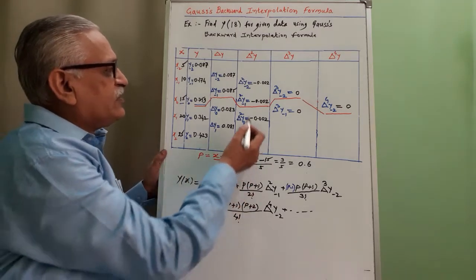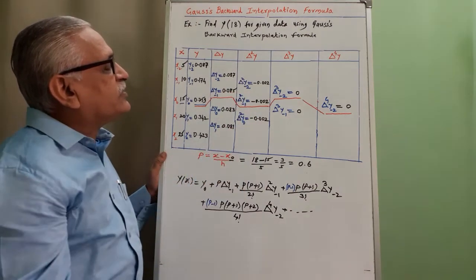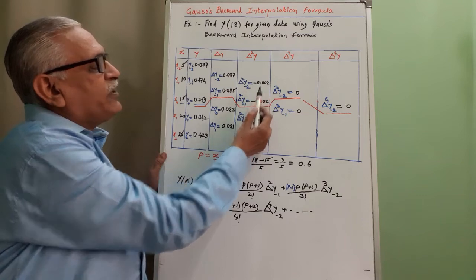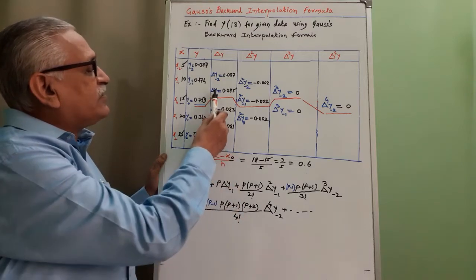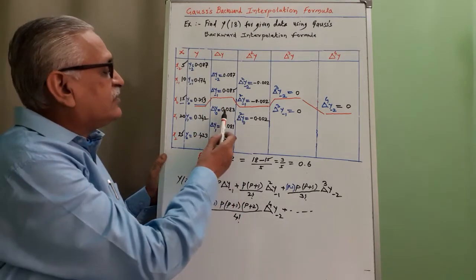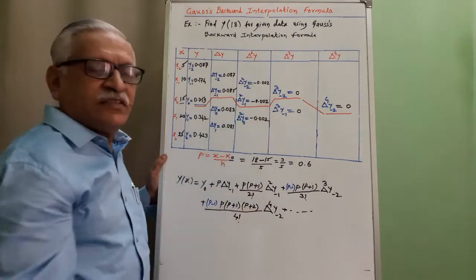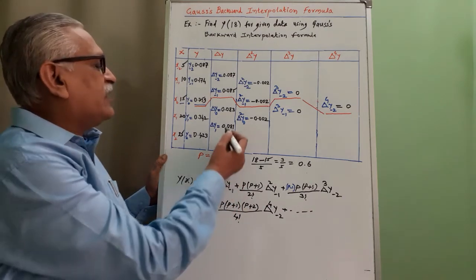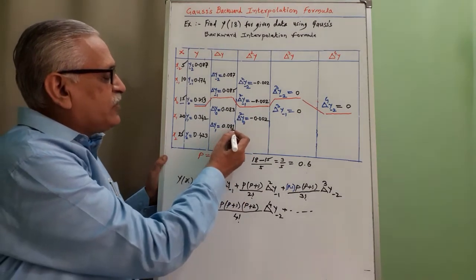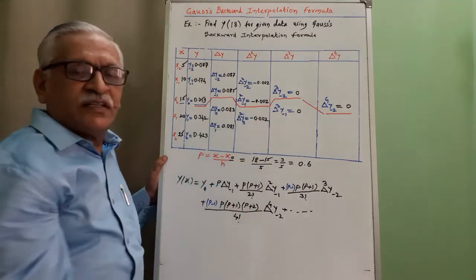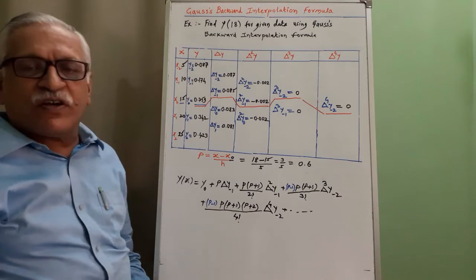Then taking the differences of it, we get the second forward differences. 0.085 minus 0.087 is minus 0.002, as del square y minus 2. This minus this is nothing but del square y minus 1: 0.083 minus 0.085, that value is minus 0.002. And lastly, del y1 minus del y0 is nothing but del square y0: 0.081 minus 0.083 is minus 0.002. These are the second forward differences.